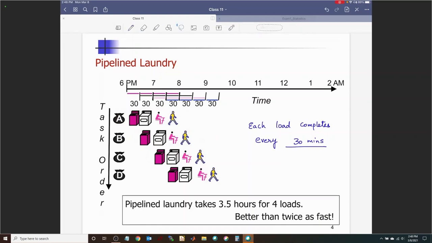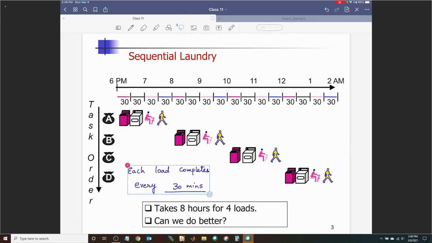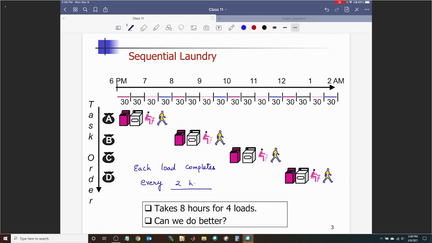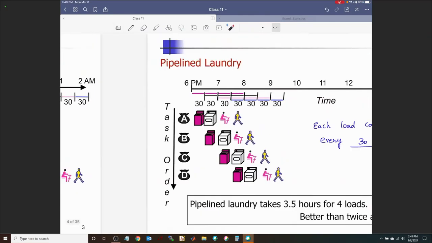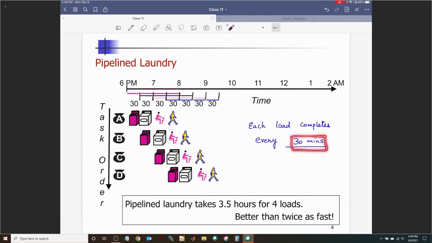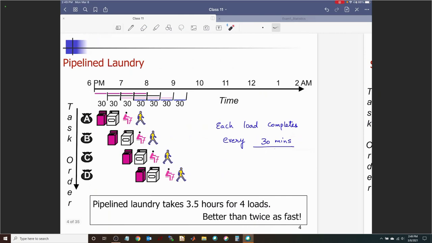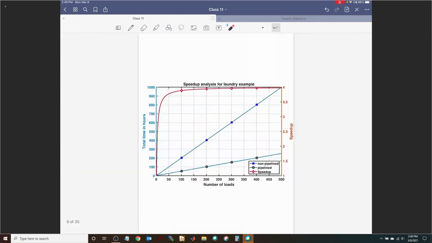And if I ask the same question over here, what would you say in the non-pipelined version? 2 hours, right? So if you want to make the speed up calculation independent of the number of loads, you are essentially dividing the time it takes for every load to complete in sequential, which is 2 hours, by the time it takes to complete in the pipeline version, which is 30 minutes. That would give you that 4, right?